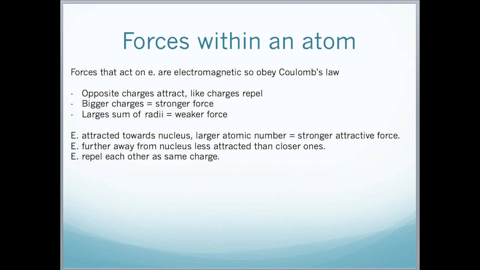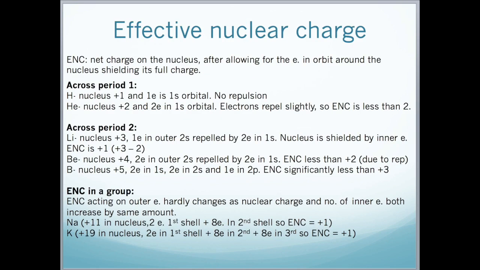And because electrons are negatively charged, they repel each other. Effective nuclear charge is the net charge on the nucleus after allowing for the electrons in orbit around the nucleus shielding its full charge. If we look at period 1, which includes hydrogen and helium, we know that hydrogen has a nuclear charge of +1, and it has 1 electron in the 1s orbital. Therefore, there is no force of repulsion, so the electron feels the full force of attraction of the +1 nucleus.